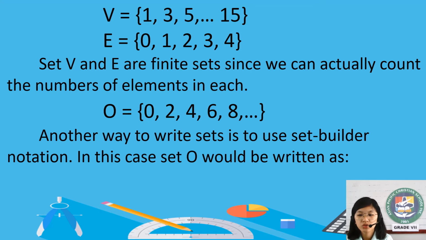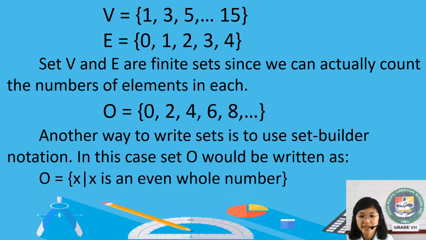And next, we have the set O, the even numbers. Another way to write sets is to use set builder notation. And in this case, set O would be written as O = {x | x is an even whole number}.